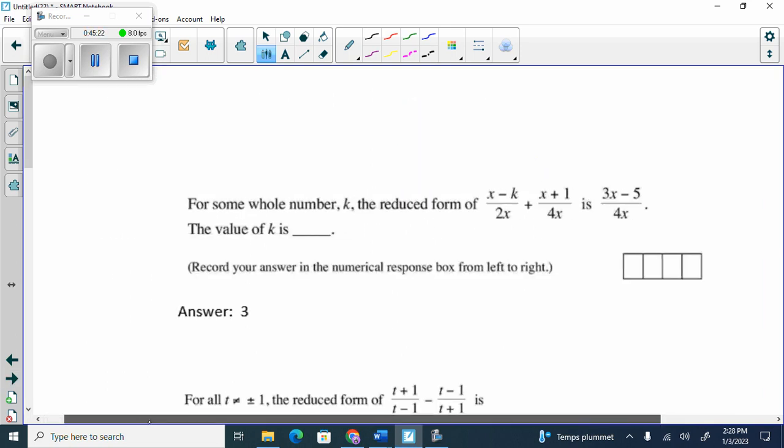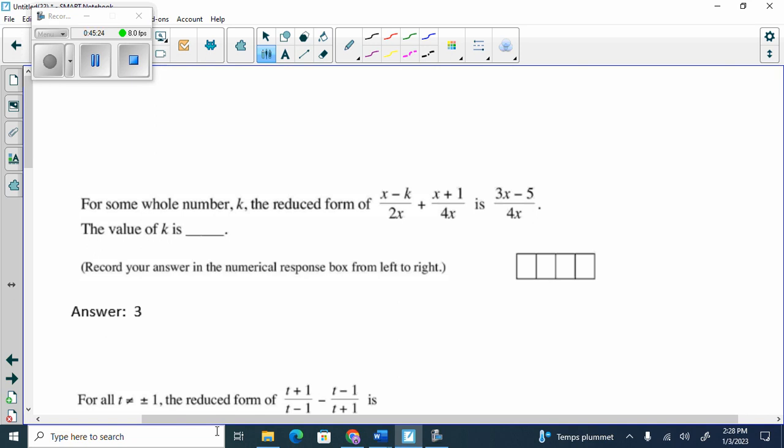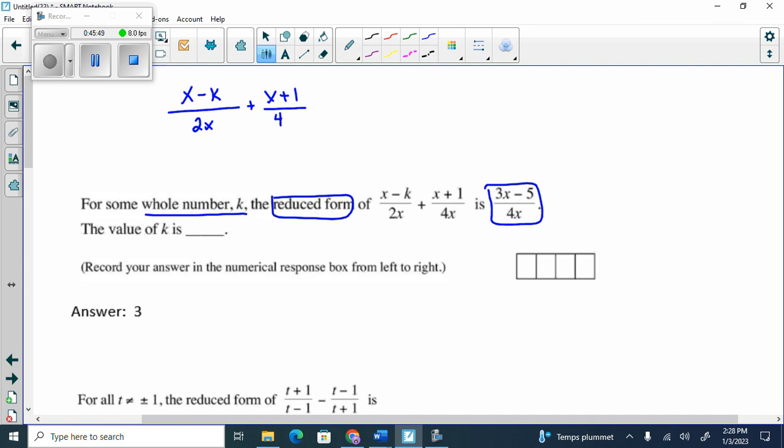Now this one says for some whole number k, k being 0 and above, that's what a whole number is, the reduced form of these added is this. This is the answer. What is the value of k? So we get (x minus k) all over 2x plus (x plus 1) all over 4x. Now these are denominators that are monomials, so I can put them in brackets. And it says the answer to this is (3x minus 5) over 4x.